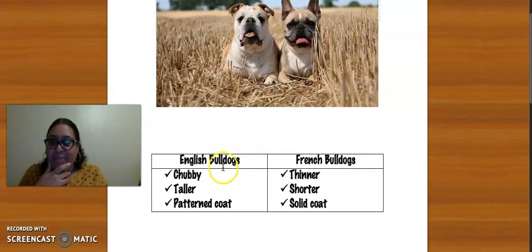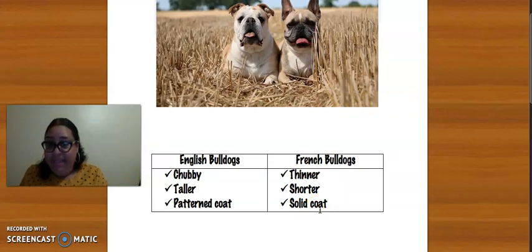I know that English bulldogs are chubbier than the French bulldog. The French bulldog is thinner. The English bulldog is also a little bit taller than the French bulldog. The French bulldog is shorter. And the coat on the English bulldog usually has a pattern. It has little spots that almost look like cows. But French bulldogs usually have a solid coat.